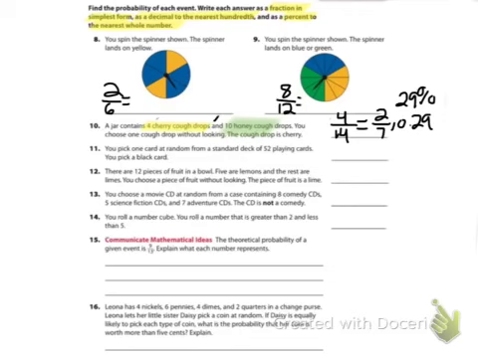Moving on to 11. You pick one card at random from a standard deck, so we're going to pick one card. Standard deck of 52 playing cards, you pick a black card. Well, there are 52 playing cards. Half of them, which is 26, are black. Half of them are black, and 1/2 as a decimal is 0.50, which is 50%.